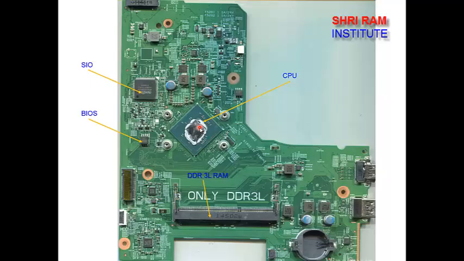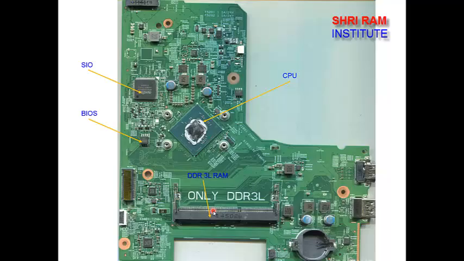And the total motherboard works on only 4 chips: the CPU, the Super IO, SIO, which is called the EC, embedded controller, then the BIOS and the RAM. So these are the only 4 chips on which the motherboard works.